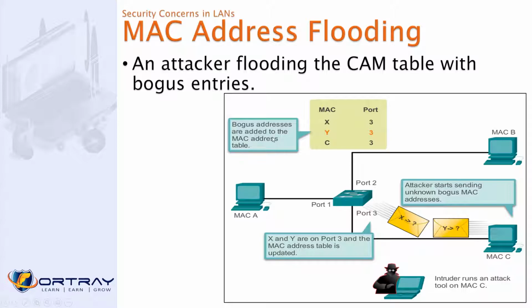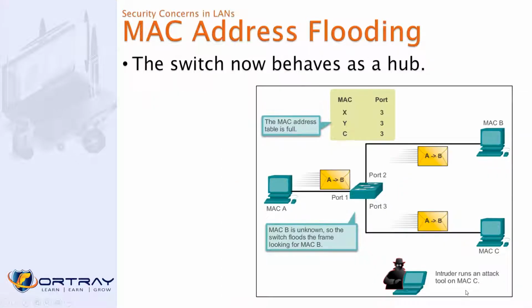Bogus addresses are added to the MAC address table. So for example, Y is just added by the hacker as port 3. Okay, the attacker starts sending unknown bogus MAC addresses. X and Y are on port 3 and the MAC address table is updated. The intruder runs an attack on the MAC table.